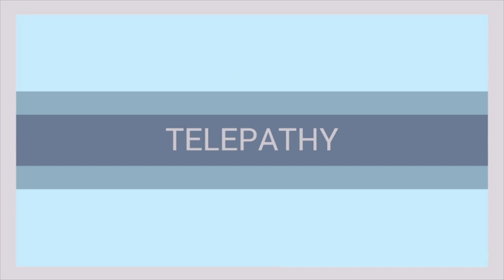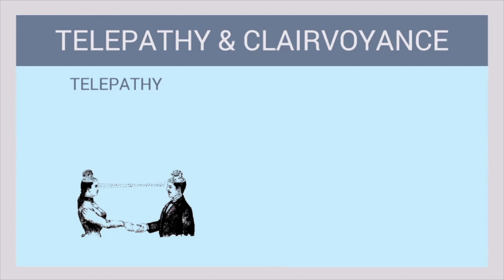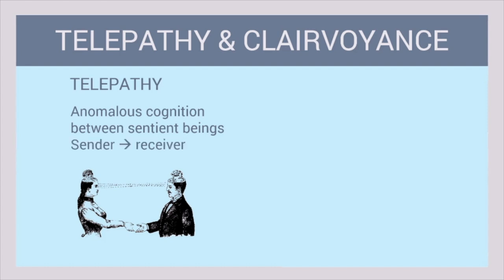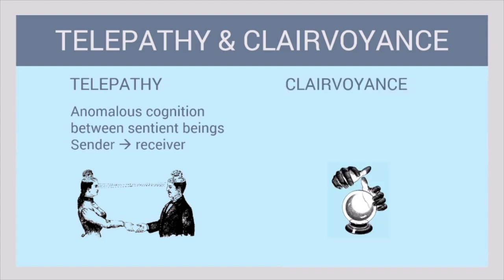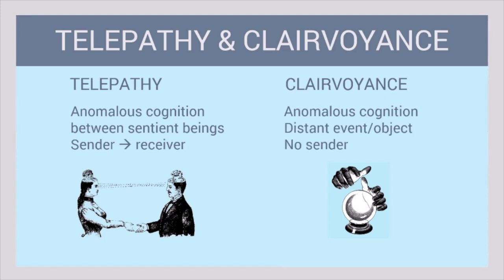Telepathy. First, let's look at telepathy versus clairvoyance. In abnormal psychology, telepathy is a form of cognition in which the information appears to be received directly from the mind of another being. The individual emitting the information is called the sender, and the one receiving is logically called the receiver. Telepathy is closely related to clairvoyance, where there is a purported access to information in real time about a distant event or object that is not available to the senses and in the absence of a sender.